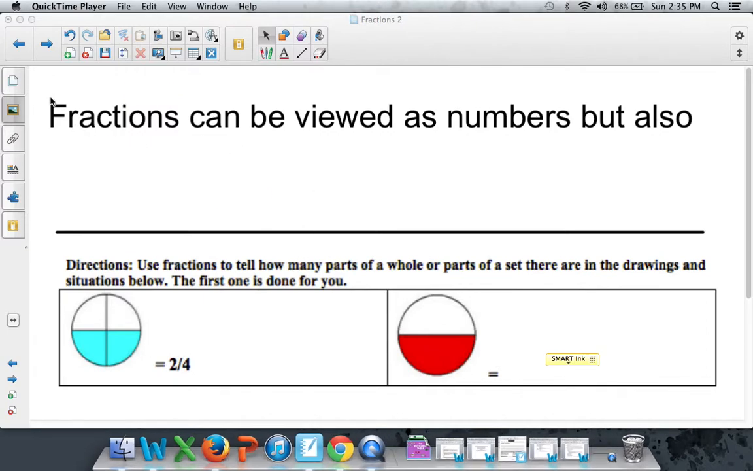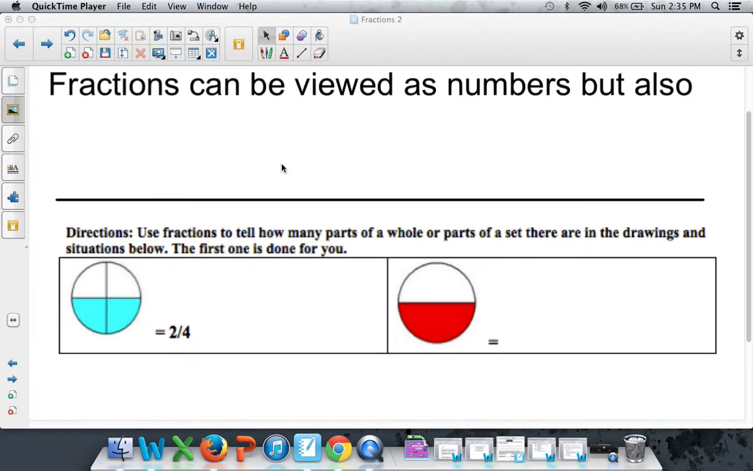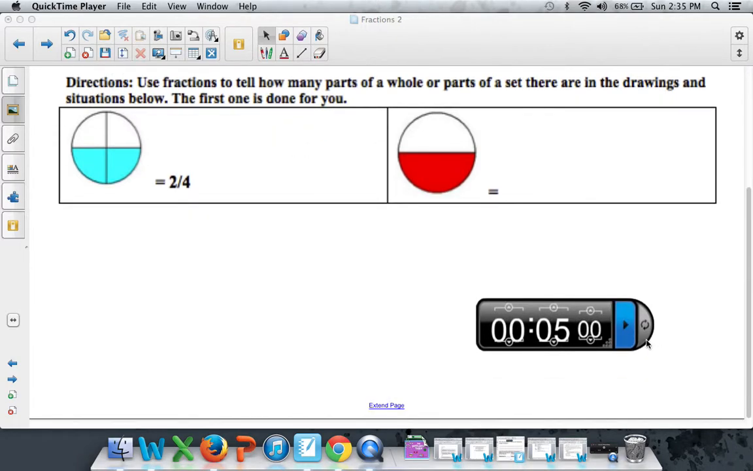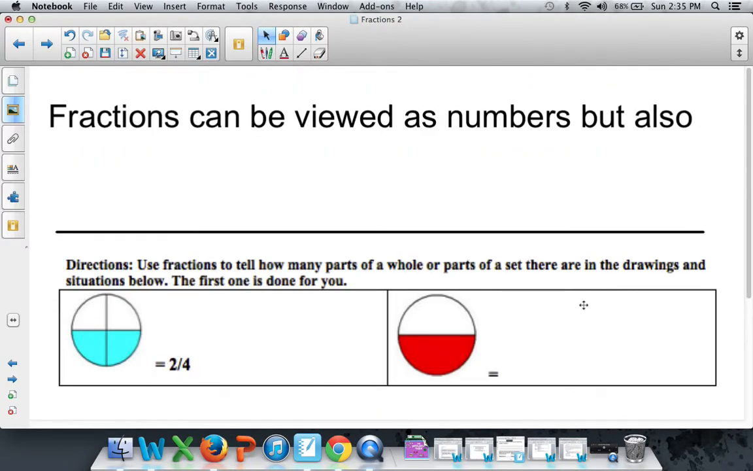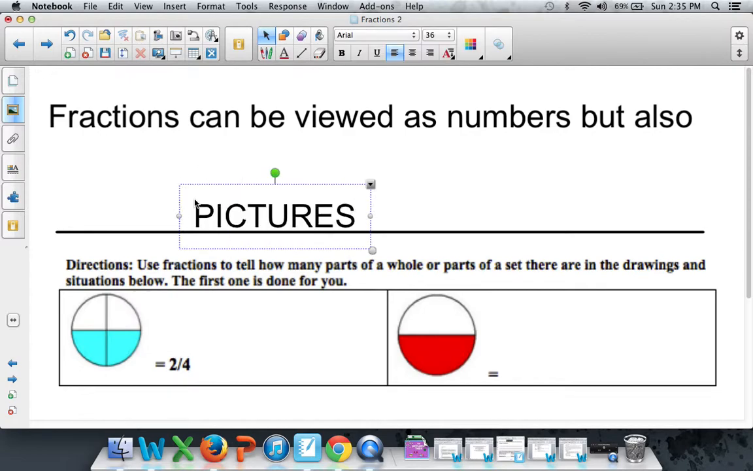We are going to look at fractions some more. There's other stuff to talk about. It's a big concept. Let's start the 5-minute timer down below and get busy. Go. Okay, good. Fractions can be viewed as numbers, but also as pictures.